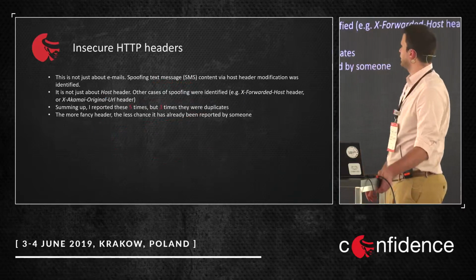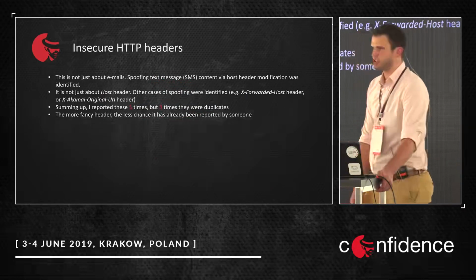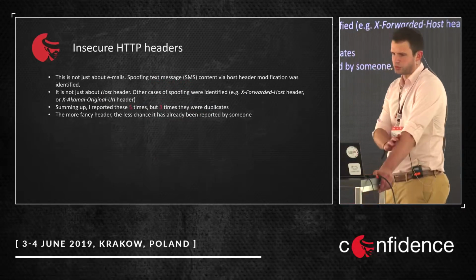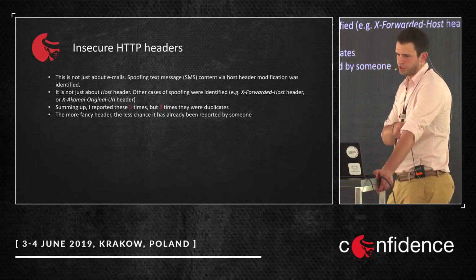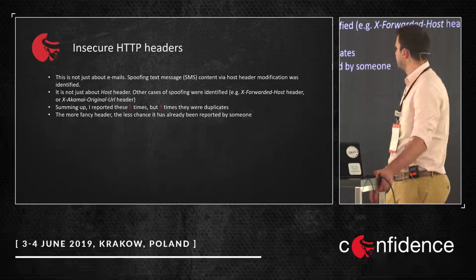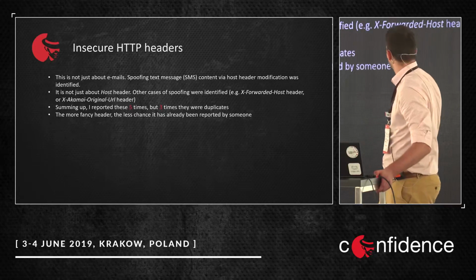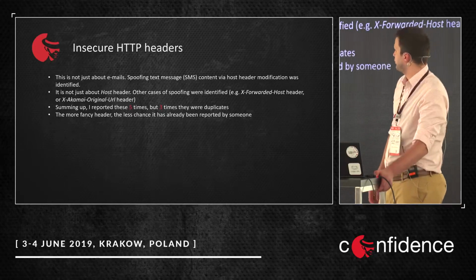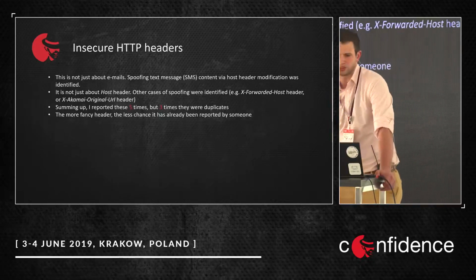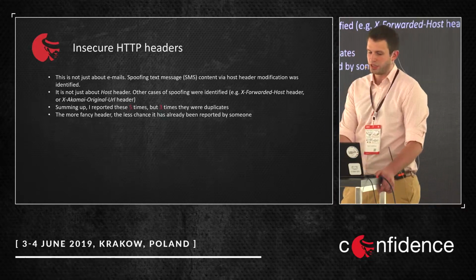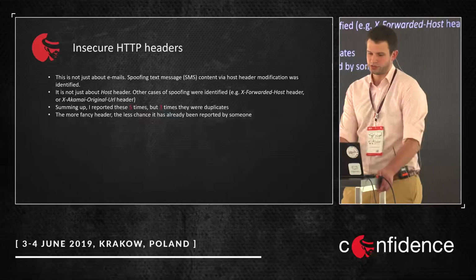So that's like a huge class of vulnerabilities related to insecure HTTP headers. It's not just about emails, because I was also able to spoof the content of a text message, which was delivered to the end user just by simply modifying these host headers. So you can modify the host header, you can try to substitute or add another header, which is X-Forwarded-Host, or you can come up with some more fancy headers like X-Akamai original URL. So basically the rule is simple: the fancier the header you have, the bigger the chance of a payout.